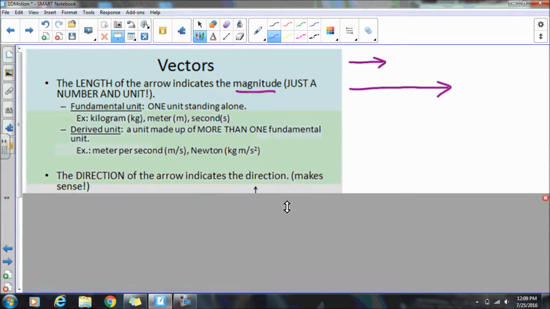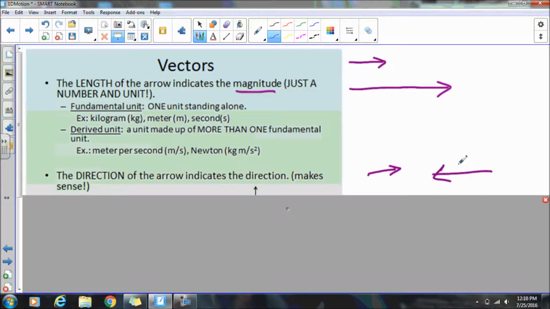All right, so now let's talk about the direction, because vectors have magnitude, or an amount, and a direction. Well, this one makes sense. The direction of the arrow indicates the direction of the vector quantity. So in my two arrows that I had up here talking about magnitude, they both have the same direction. If instead we had an arrow going this way and an arrow going this way, we would now have different directions because they're pointing different ways.